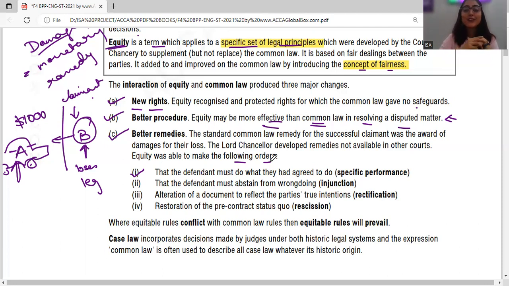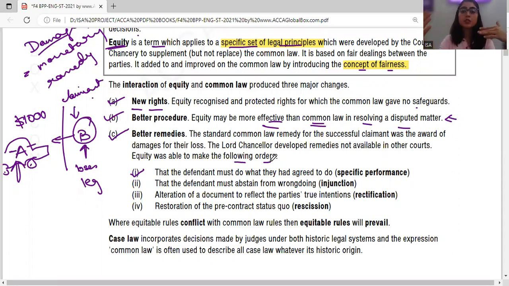So, what will you do? You will go to the court in the first place. Which court will you go to first? What's the name of the court? Magistrate court. You will go there. You will take your issue there. You will ask them for justice, and let's see what solution they come up with.